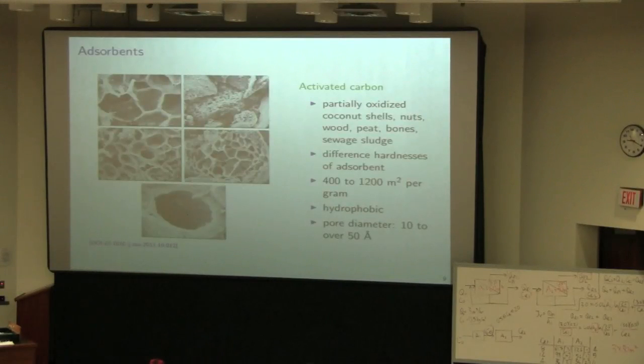What's also widely used is activated carbon. This is made from a variety of natural sources: coconut shells, nuts, wood, peat, even sewage sludge that we saw up in sedimentation. We can take that sewage sludge and these natural products and heat them up, which is the activation step, and that adsorbent can then be used in the future. These have much greater surface areas per unit mass, and pore diameters that range between 10 and 50 angstroms. What's important here is the hardness of that.